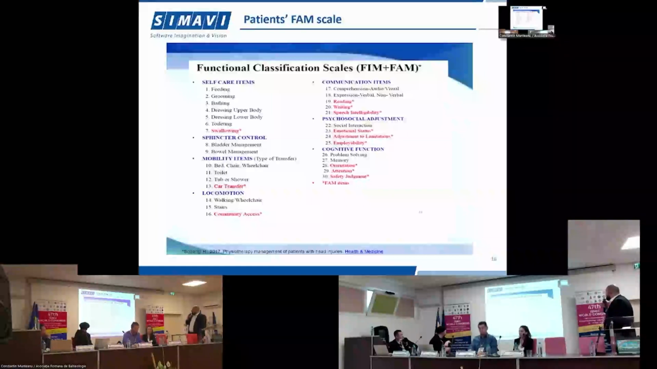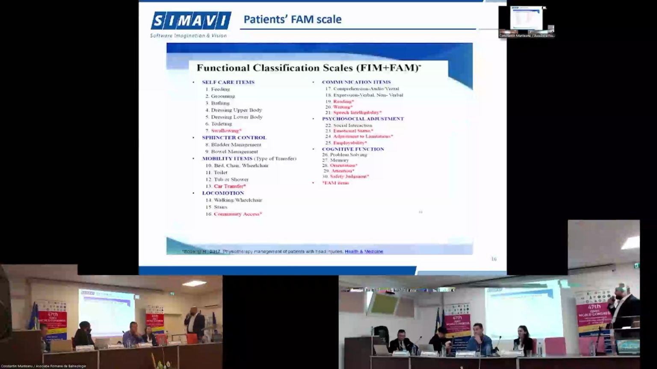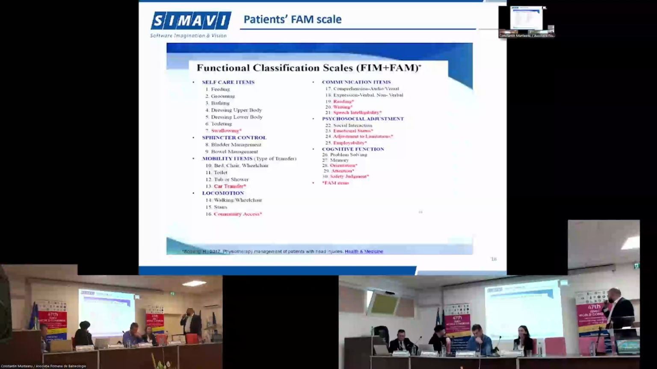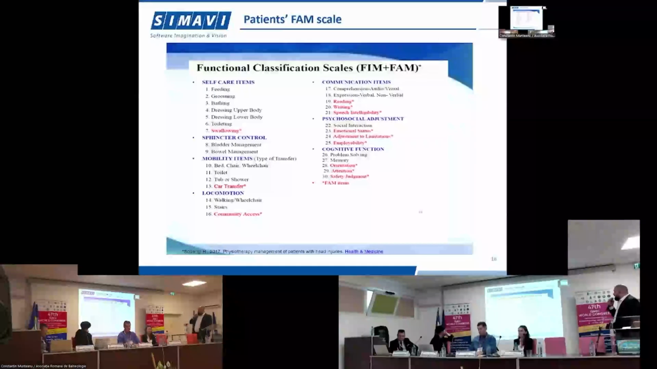So you have functional classification scales, FIM plus FAM: self-care items, feeding, grooming, bathing, dressing upper body, dressing lower body, toileting, swallowing, sphincter control, bladder management, bowel management, mobility items, bed, chair, wheelchair, toilet, tub or shower, car transfer, locomotion, walking or wheelchairs, stairs, community access, communication items, comprehension, audio visual, expressing verbal and non-verbal, reading, writing, speech intelligibility, psychological adjustment, social interaction, emotional status, adjustment to limitations, employability as well, cognitive functions, problem solving, memory, orientation, attention, safety judgment as well.